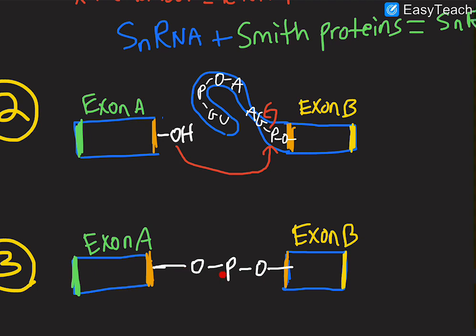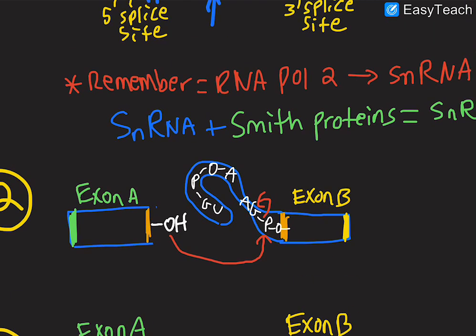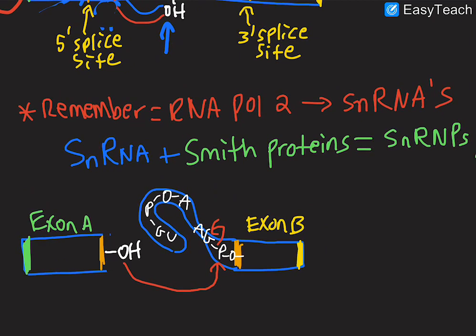So we formed a new bond between this oxygen and this phosphate. And see, now we have two exons linked together through phosphodiester bonds. So we basically snipped out the intron and joined the two exons together. That's how splicing works. But we have to just learn one more thing.